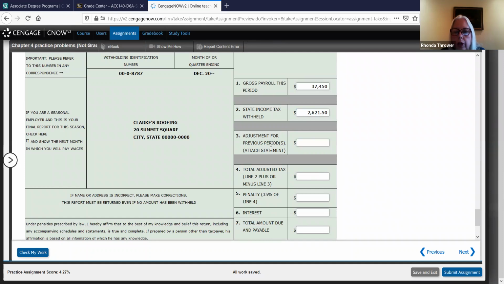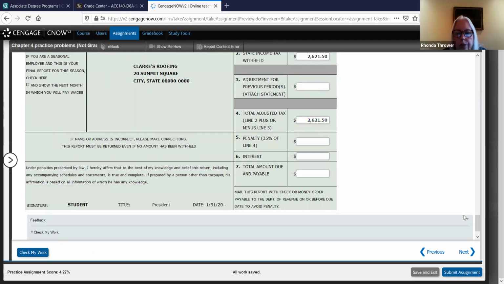And then in line 3, adjustment for previous period, they didn't tell us anything about that, so you just leave that blank. Total adjusted tax, line 2, plus or minus line 3. So there wasn't anything on line 3, so just bring this $2,621.50 back down. And we weren't late, so we didn't have any penalties or interest we had to deal with. So the total amount due is $2,621.50.